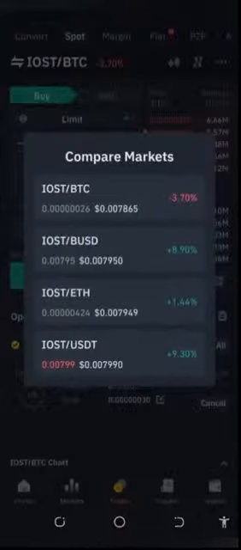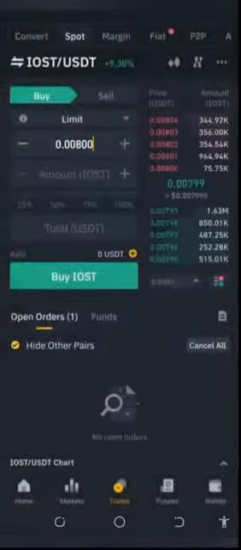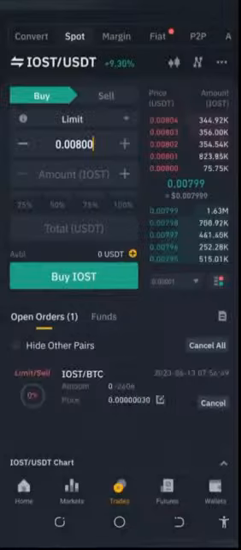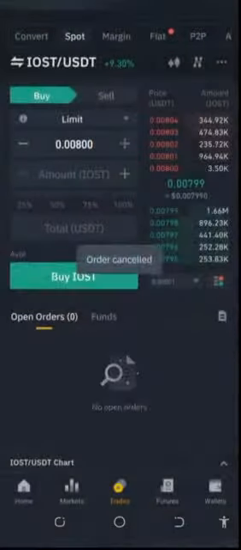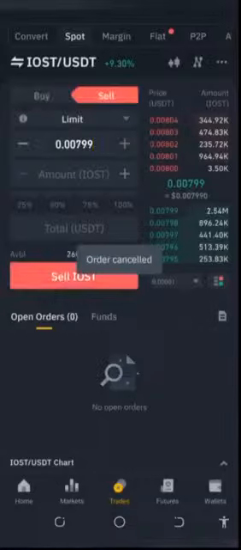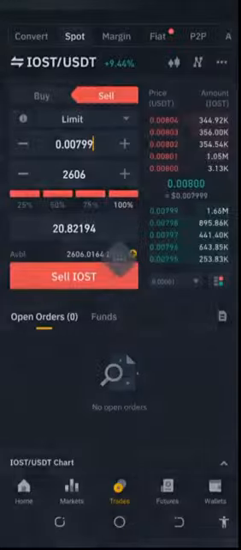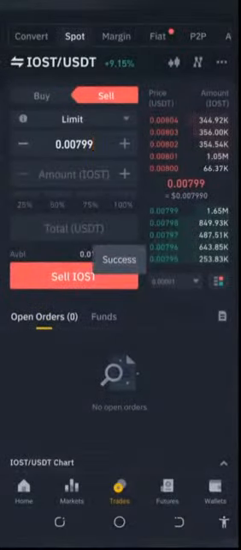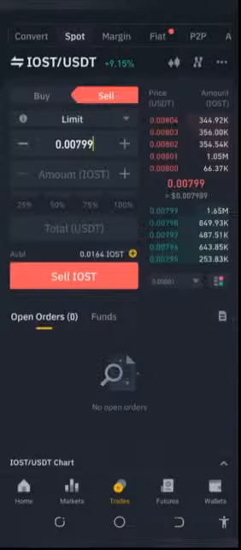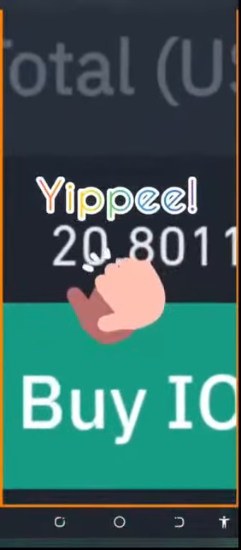Wow. You can see that the price IOST USDT is the highest. So I'm going to have to quickly do this before it begins to depreciate. So let's do this quickly. Let's cancel this. And let's see if we can actually sell and see what we can get. Let me see. Wow, this is great. Let's go ahead and sell. Wow, did I get it sold? Yippee, we got it sold.